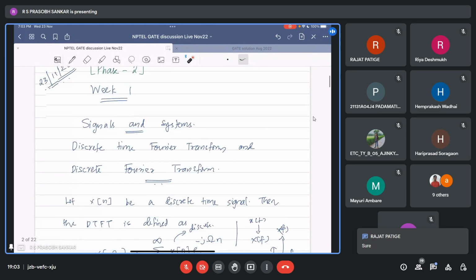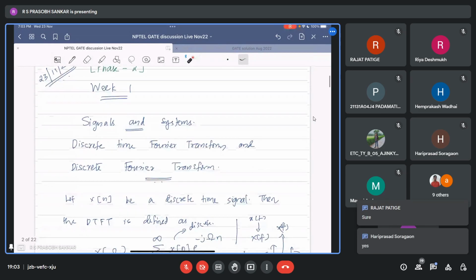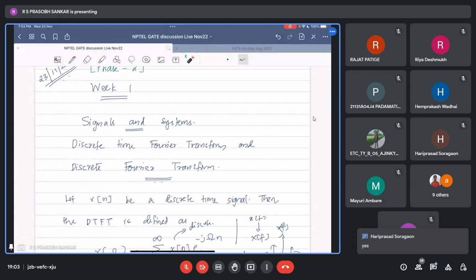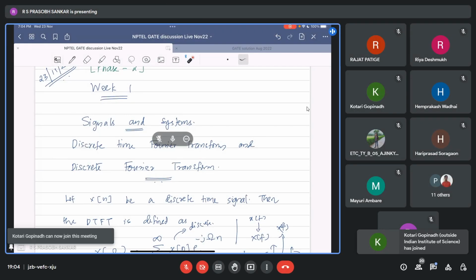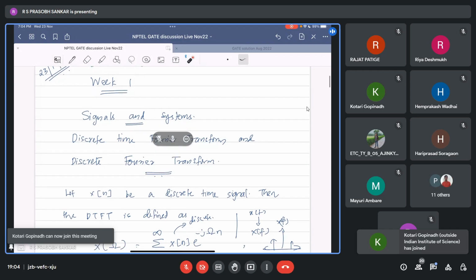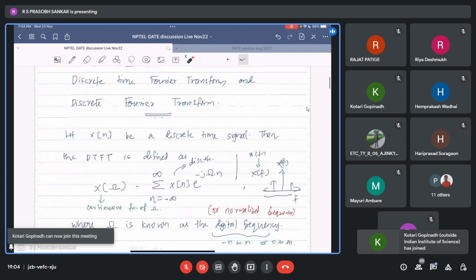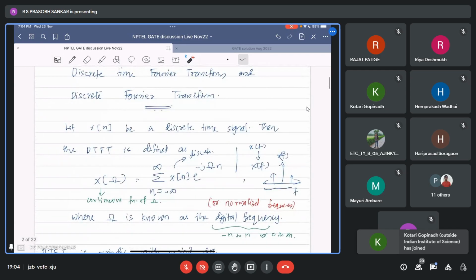Okay. So today our focus will be on this particular topic from signals and systems. We'll be discussing discrete time Fourier transform and discrete Fourier transform. We'll be focusing more on the GATE problems than on the theory. So let us begin the session by quickly reviewing what these things are.